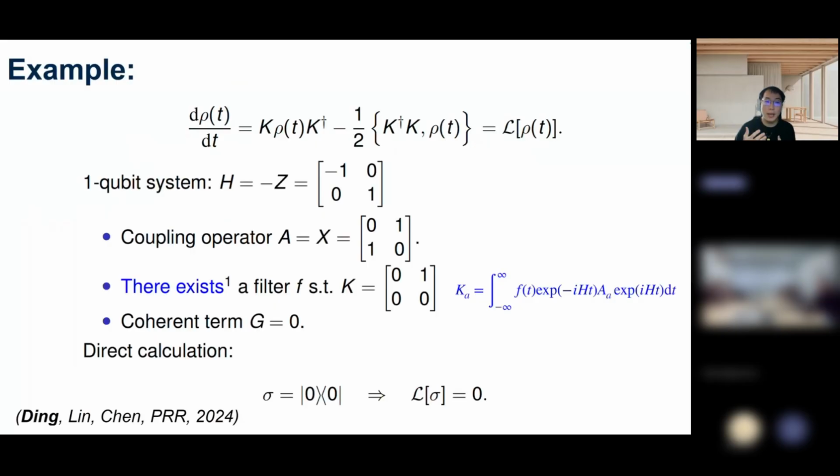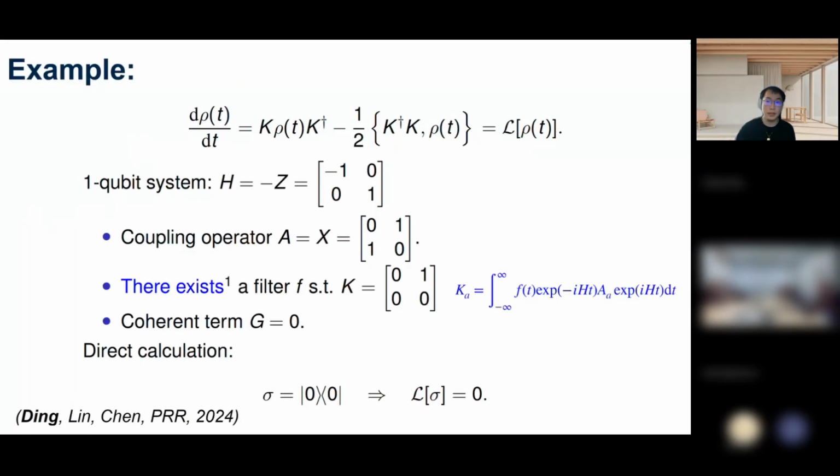Now my Hamiltonian capital H is just minus Z, a single qubit system. In this case, I choose my coupling operator A to be X. Then we can show that I can find a filter function f such that the corresponding K equals |0><1|. Basically, this matrix K will map the 1 state to the 0 state. And I choose my coherent term equal to 0. Then by doing some direct calculation, we can show that the ground state of my capital H, which is the 0 state, is actually a fixed point of my linear dynamics.